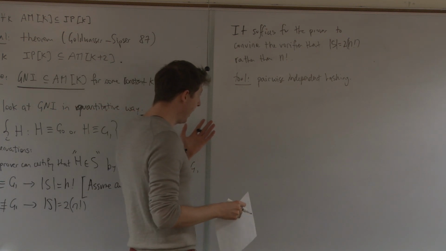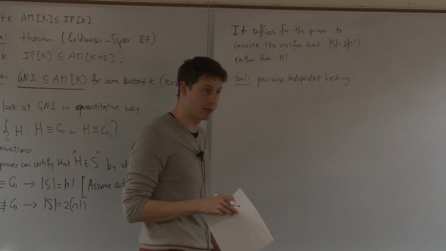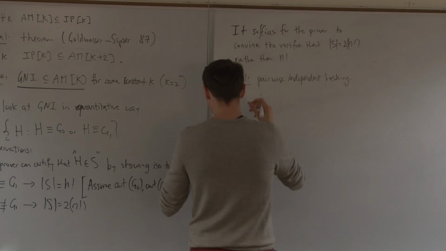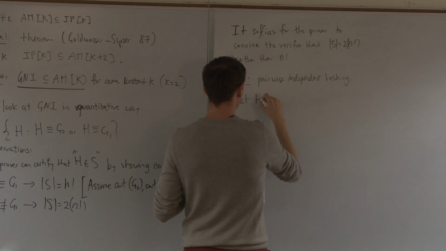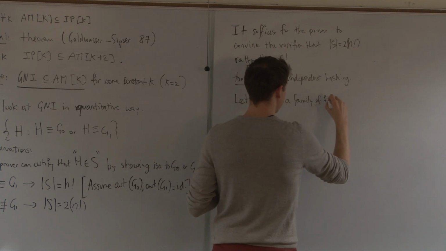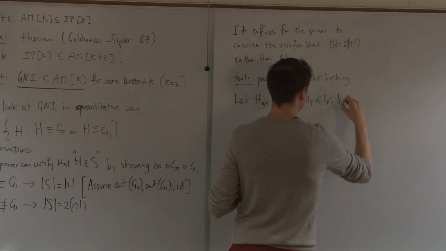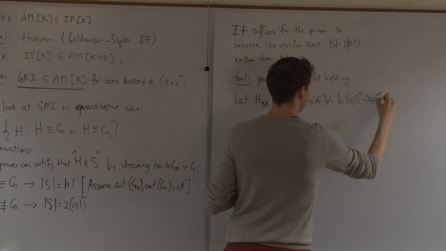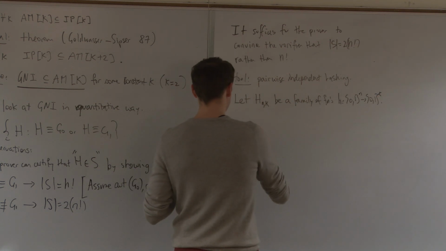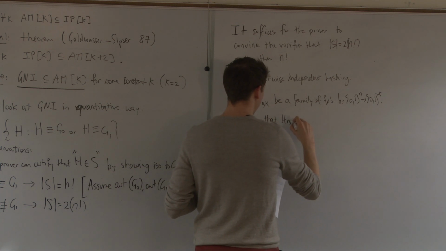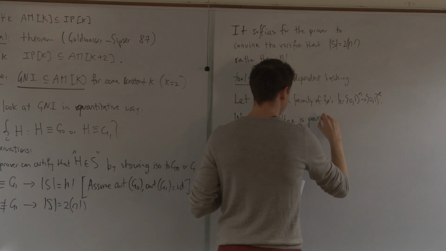Since we haven't seen pairwise independent hashing, let's briefly recall what it is. Okay? So let's talk about it. Let H of n, k be a family of functions that map n bits to k bits. Okay? And we say that H of n, k is pairwise independent.